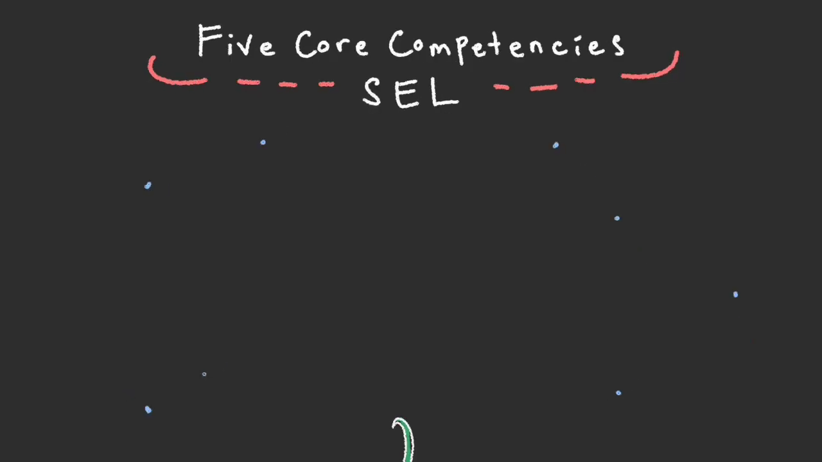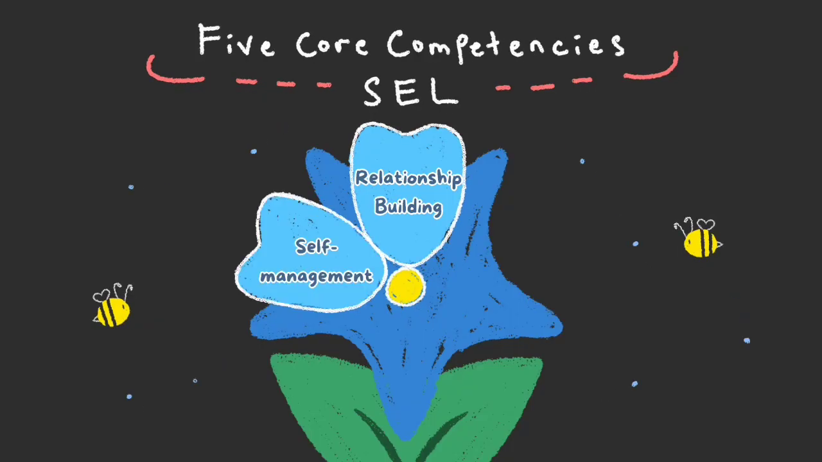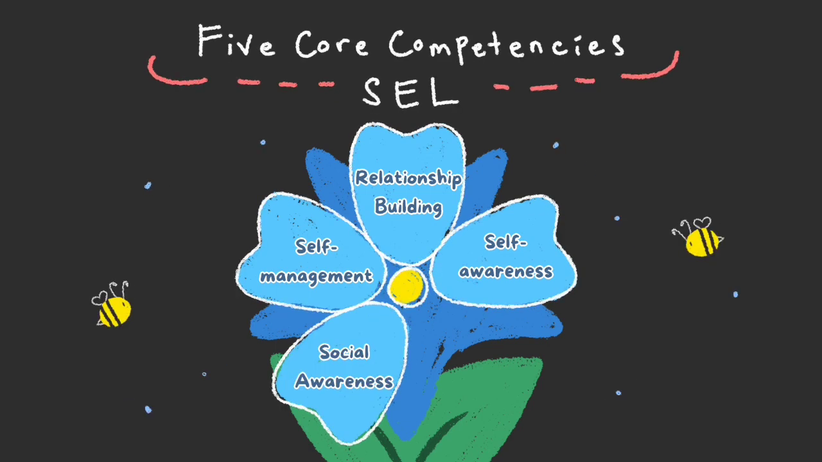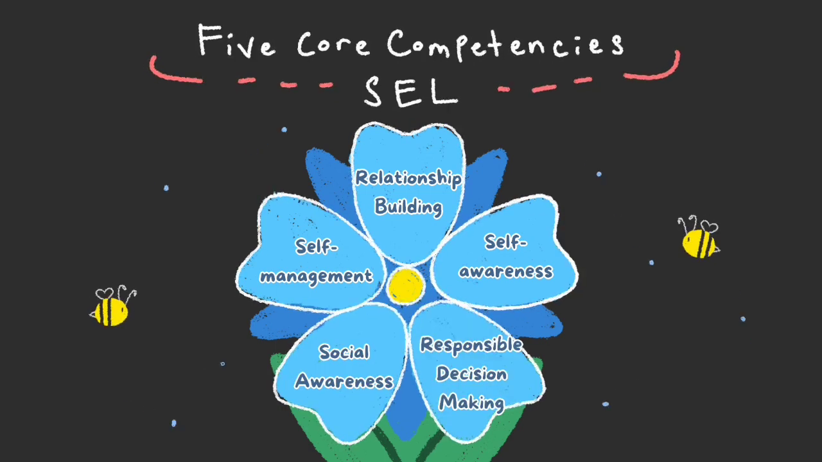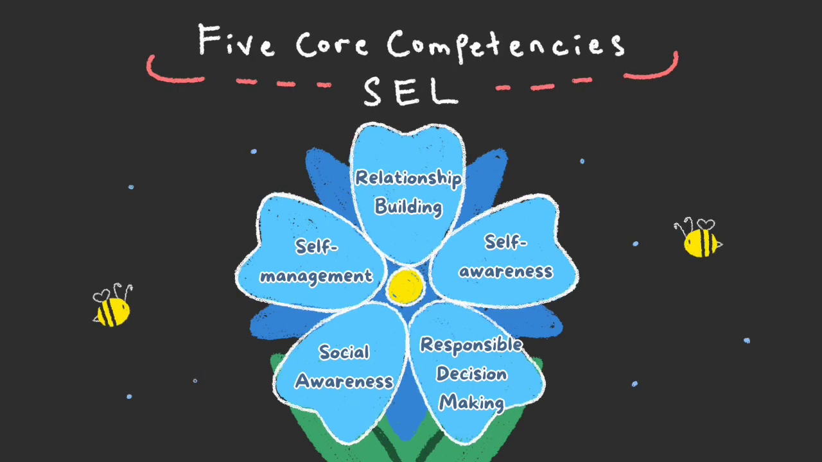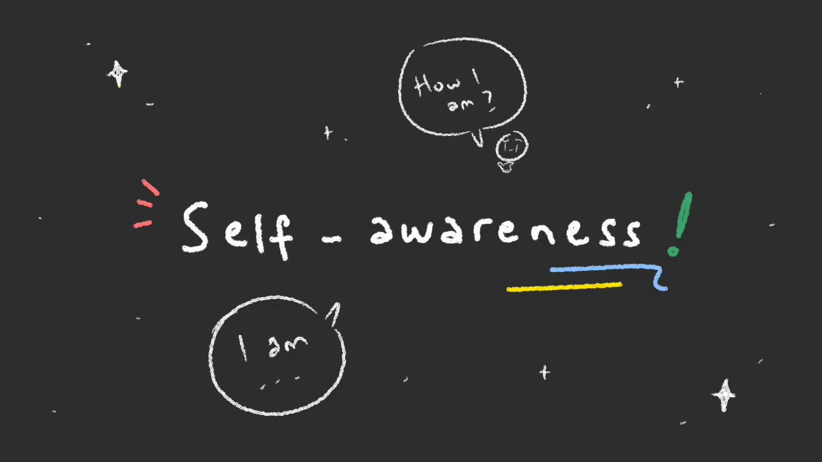Five core competencies of SEL. The five SEL competencies: self-awareness, self-management, responsible decision-making, social awareness, and relationship skills are vital to the teaching and understanding of social and emotional learning at school.